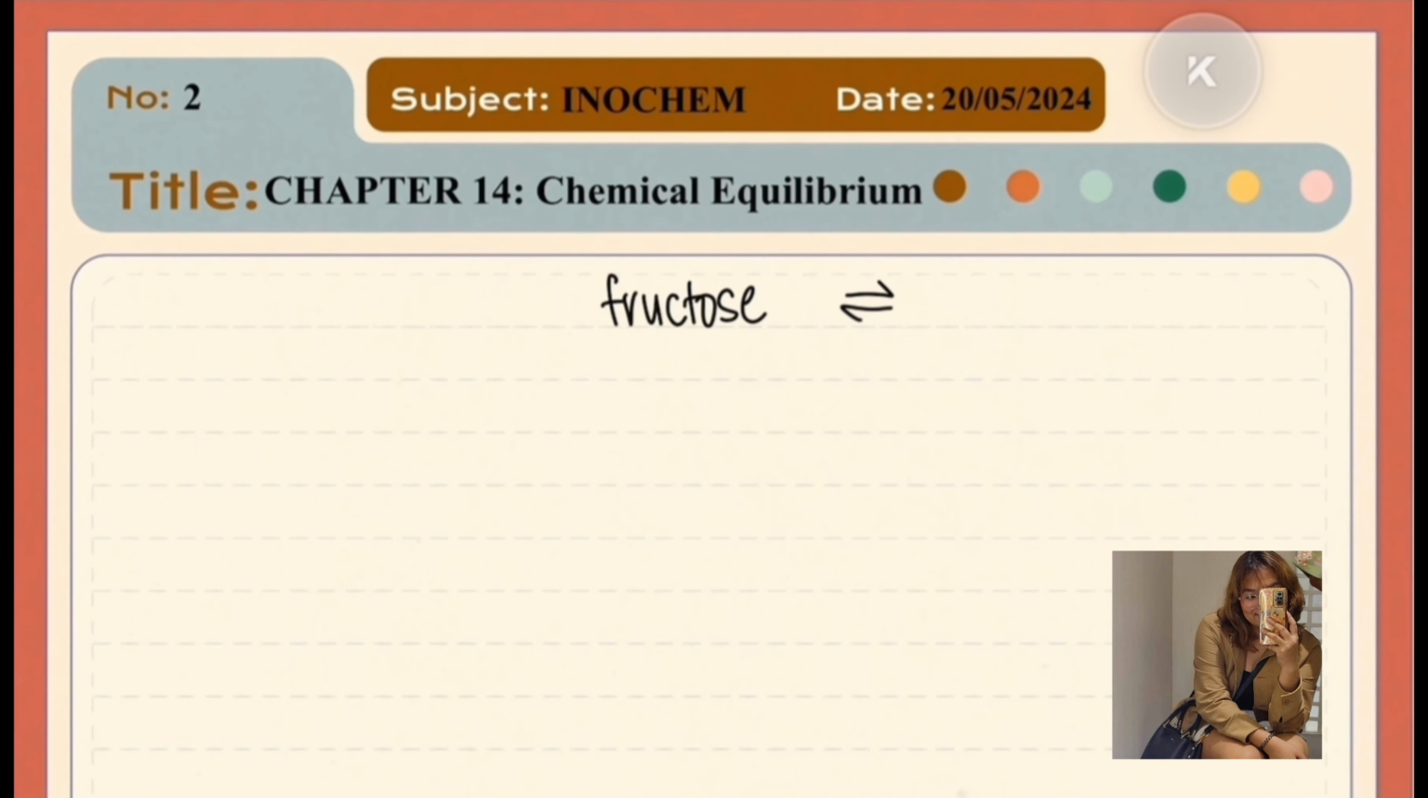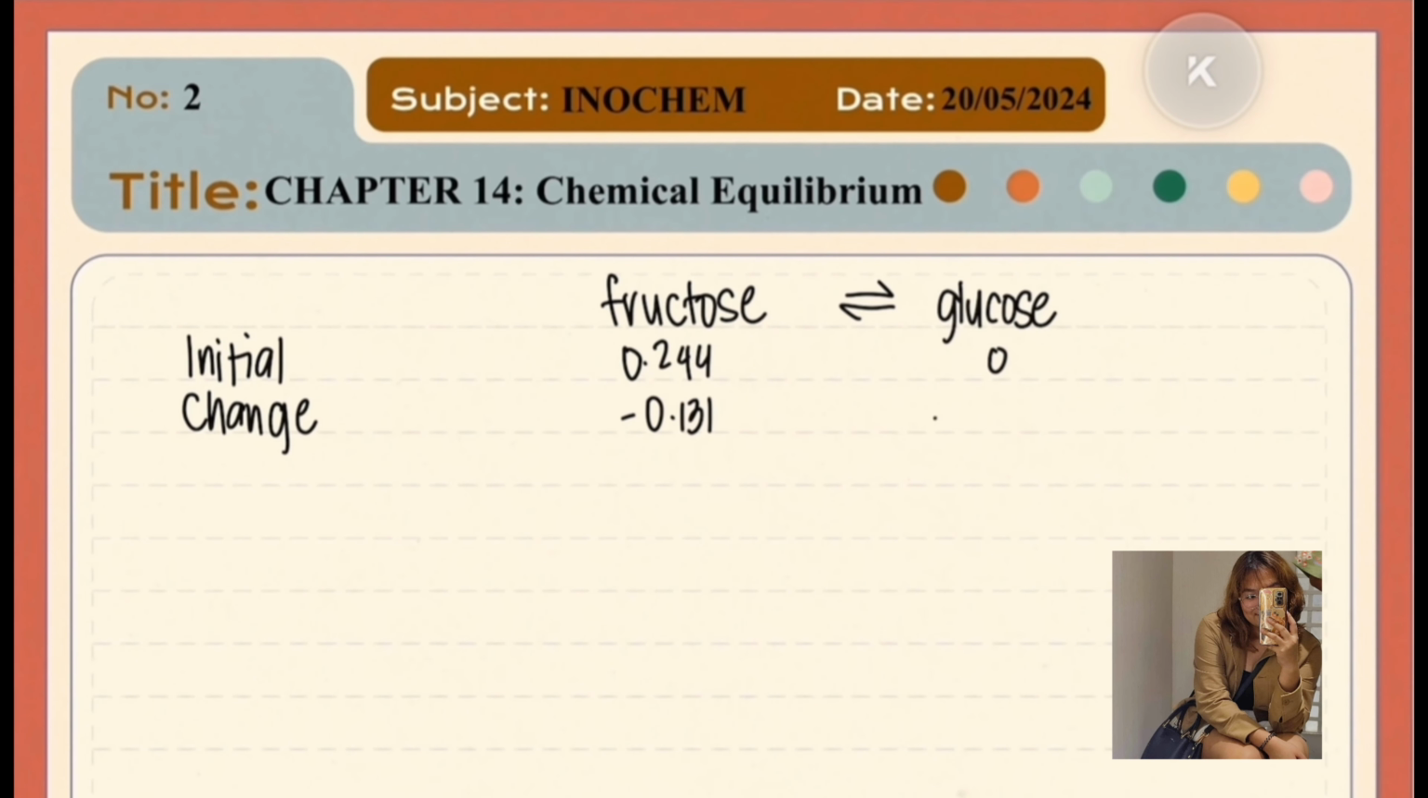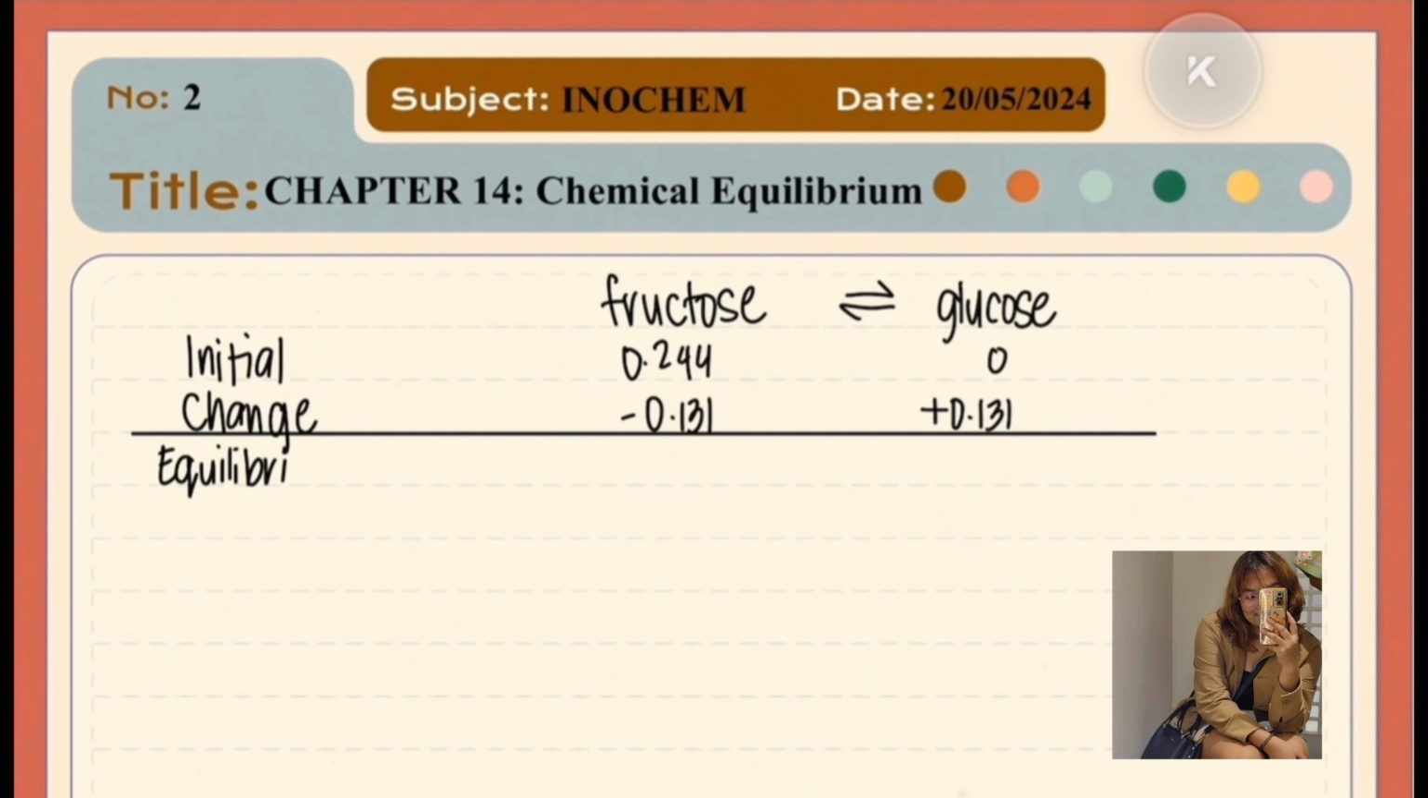First, we will use the ICE table where we have the initial molarity of fructose, which is 0.244, and 0 for glucose. For the change, negative 0.131 for fructose and positive 0.131 for glucose. At equilibrium, fructose is at 0.113 molar and glucose is at 0.131 molar.